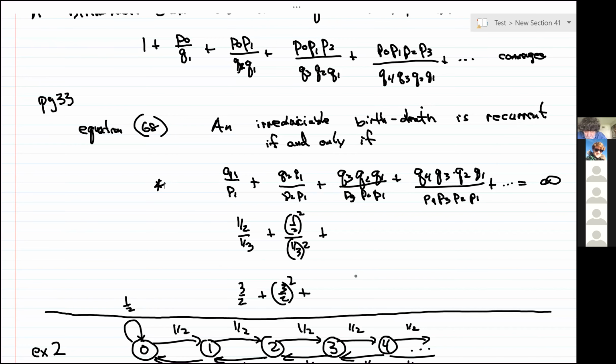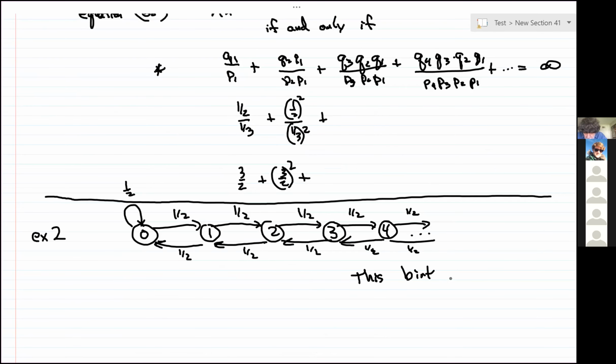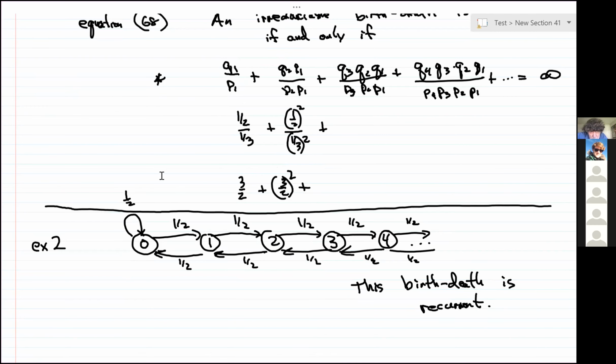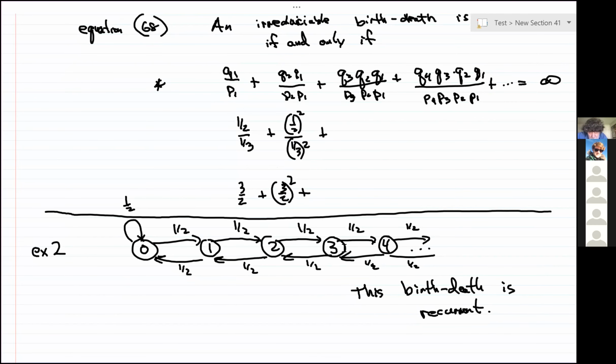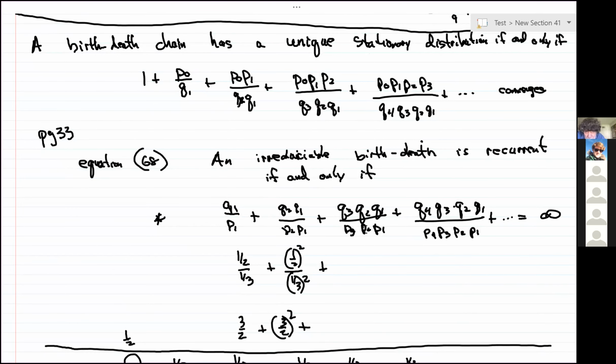Okay, so this birth-death chain is recurrent. Okay. So far, so good. I just checked condition equation 68, which was from chapter 1. And it was sort of clear that this infinite series is running off to infinity because each of the terms is 1. Okay, now what about what we did today? Is there a unique stationary distribution?